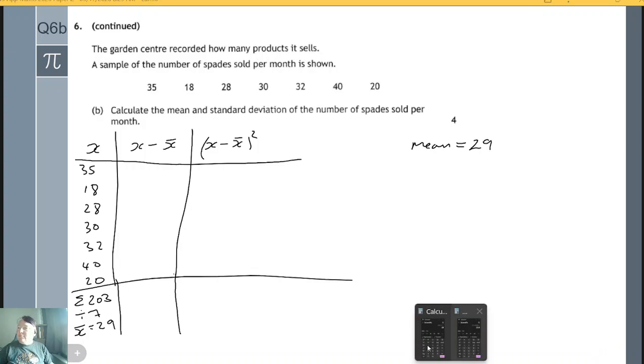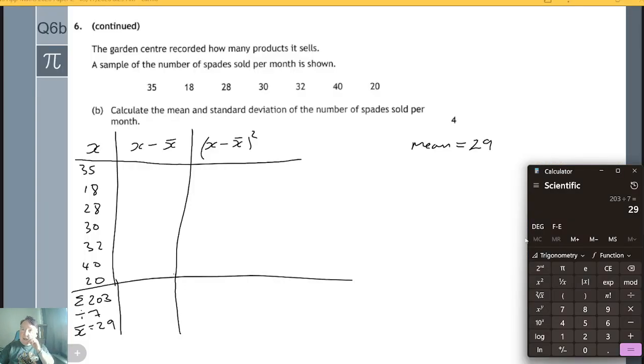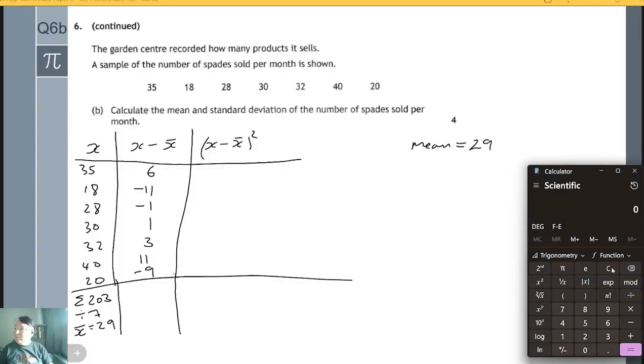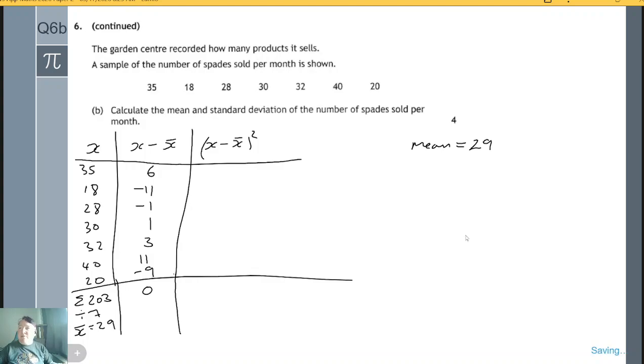All right. 35 minus 29 is 6. 18 minus 29 is minus 11. 28 minus 29 is minus 1. 30 minus 29 is plus 1. 32 minus 29 is plus 3. 40 minus 29 is plus 11. And 20 minus 29 is minus 9. Now we need to check that these all cancel. So let's just do it from top to bottom. So I've got 6, take 11, take 1, add 1, add 3, add 11, take 9, 0. There we go. That's what we needed, that equals 0. We are good to go.